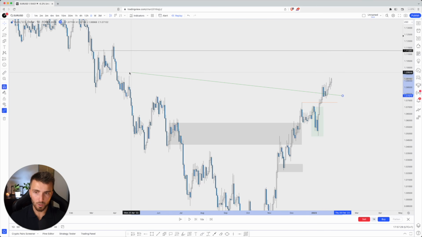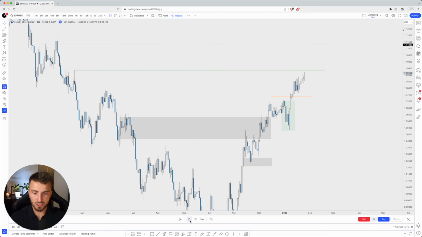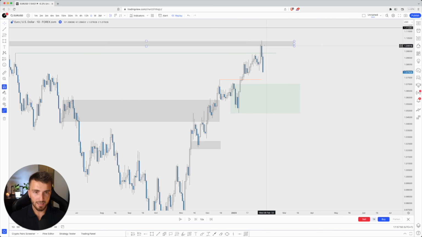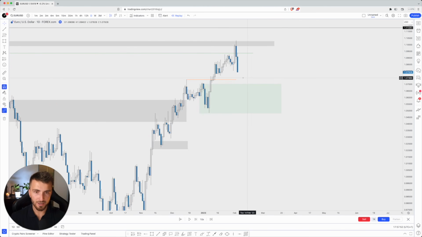And once again, what are the next targets? The next target is this. What ends up getting targeted? Boom, you have this fair value gap that was tapped into right here. It gets respected and it gets this bigger push down.